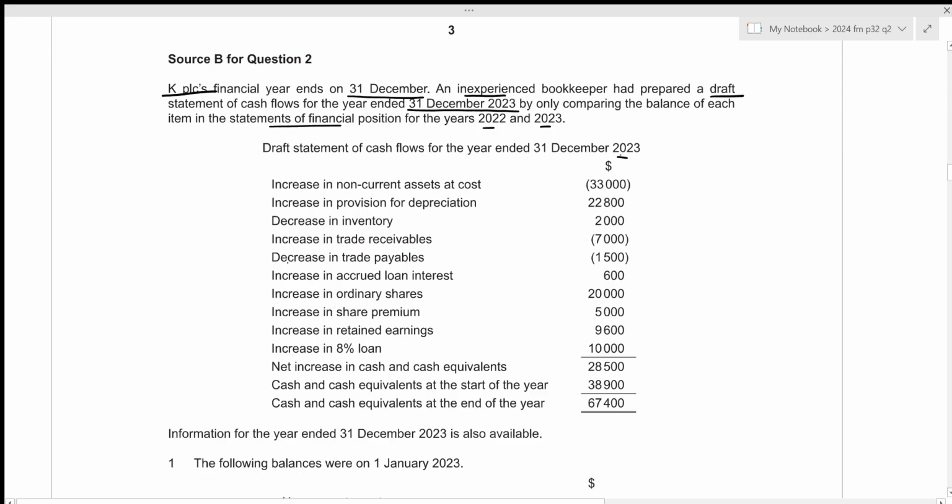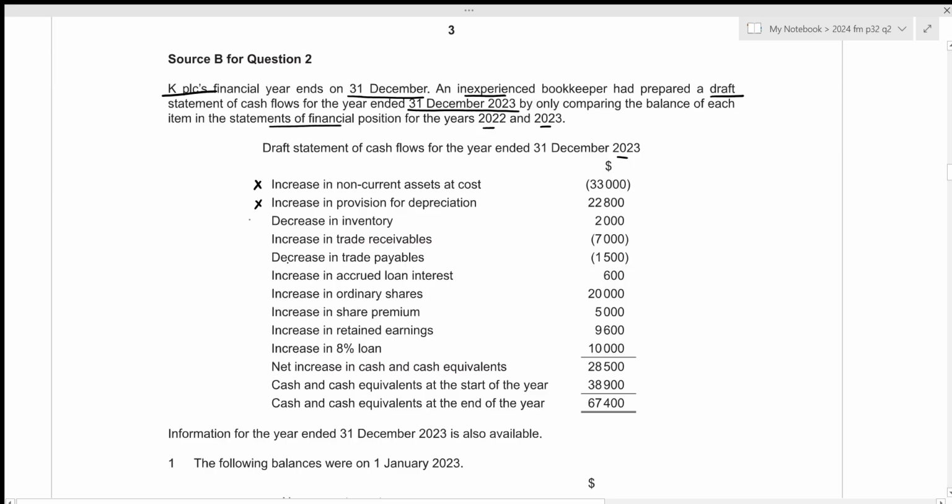Okay, the first thing we can do is figure out which of the items should be included within our corrected statement of cash flows and which items should be rectified. So the first one we have is increase in non-current assets at cost. Remember that we cannot include the increase. Rather, we need to include the purchase cost of any new non-current asset as well as the sales proceeds of the disposed non-current asset. So this would be incorrect.